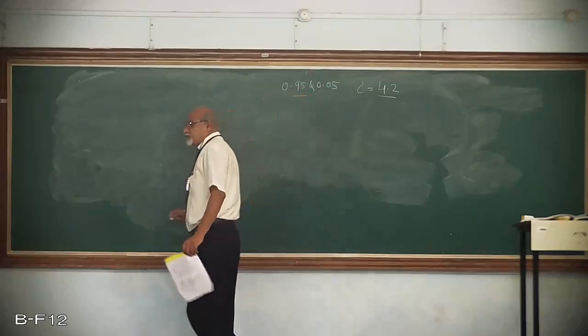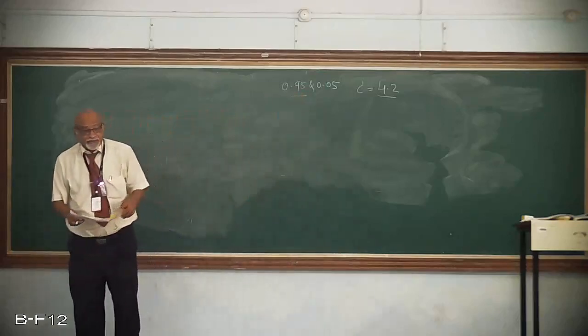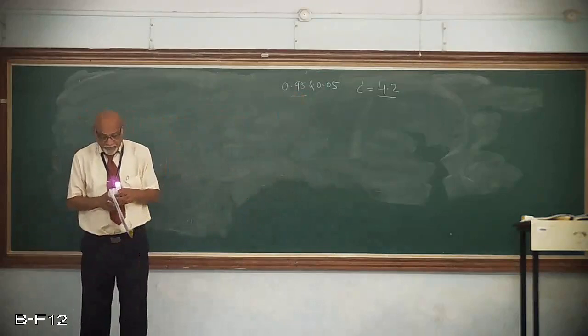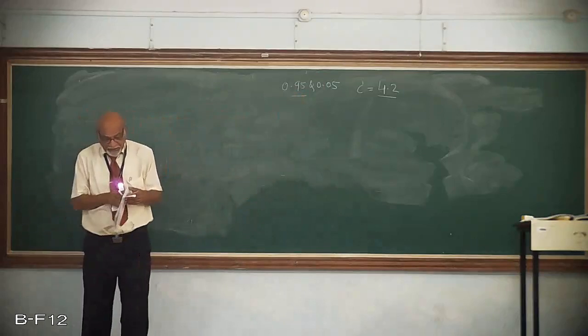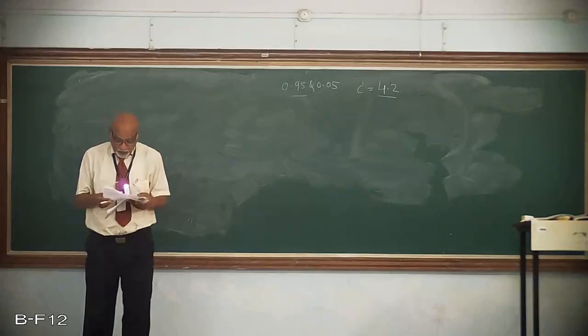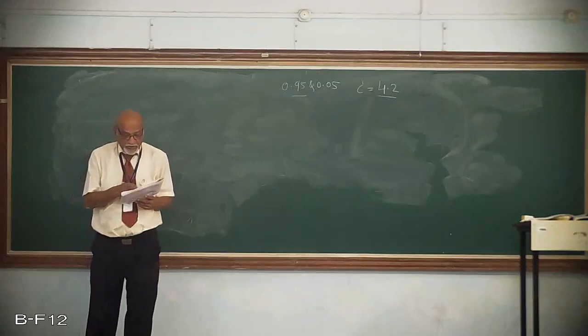Okay. So I will go to C prime 4.2. For which table do I have to refer? The G table I need to refer. So I go to 4.2.